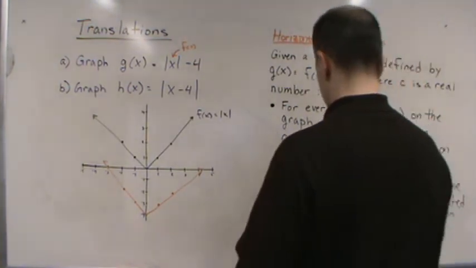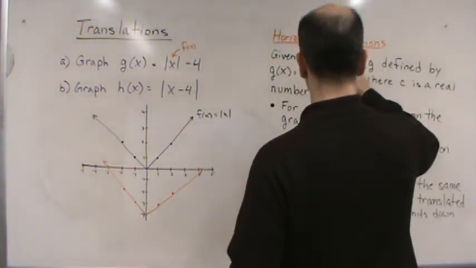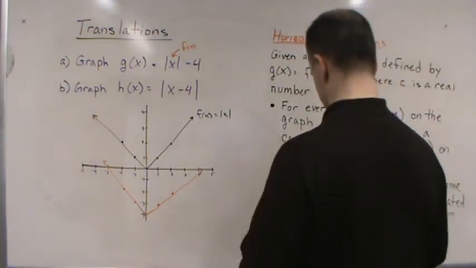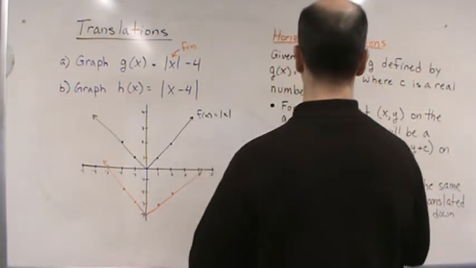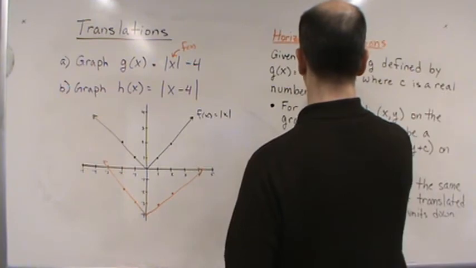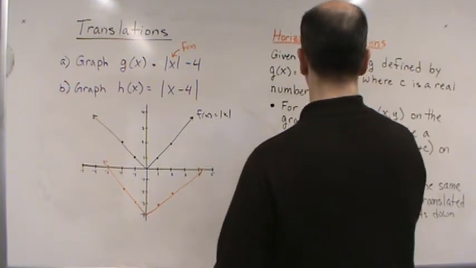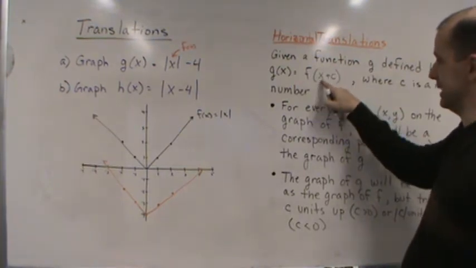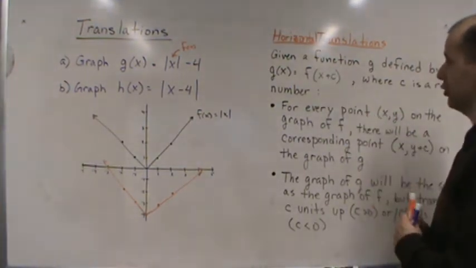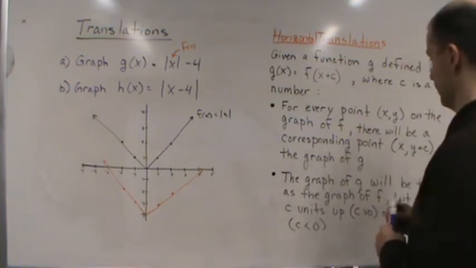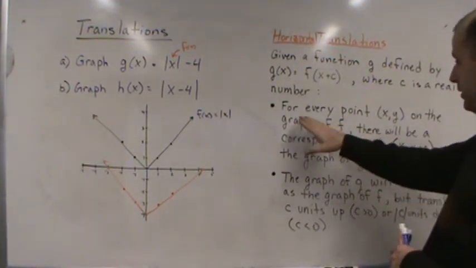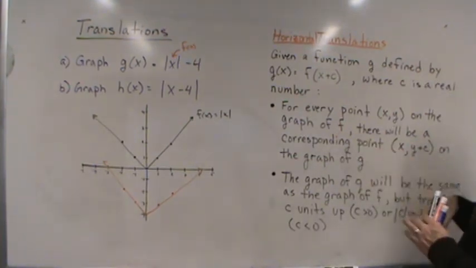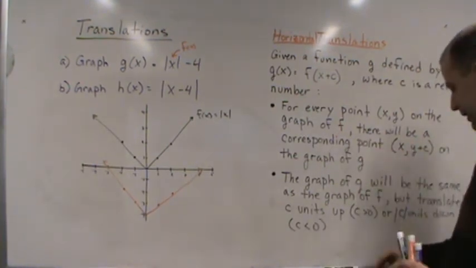I'm just going to change this a little bit. So now I'm going inside the function, right? So now I'm adding c to x, not to the function itself. So now what I'm going to say is, for every point (x, y) that's on the graph of f, there will be a corresponding point, and here it comes.